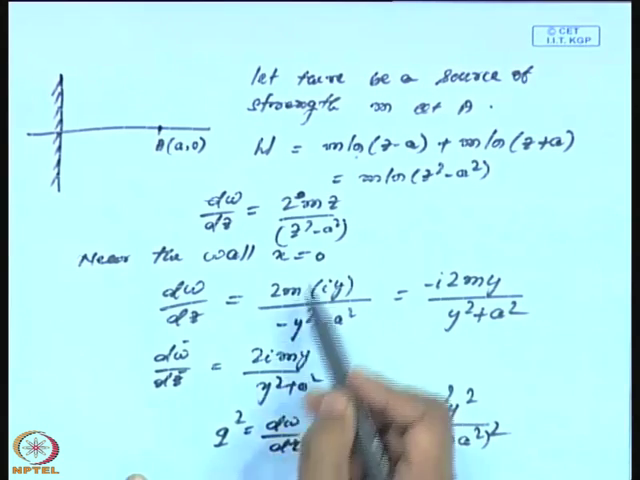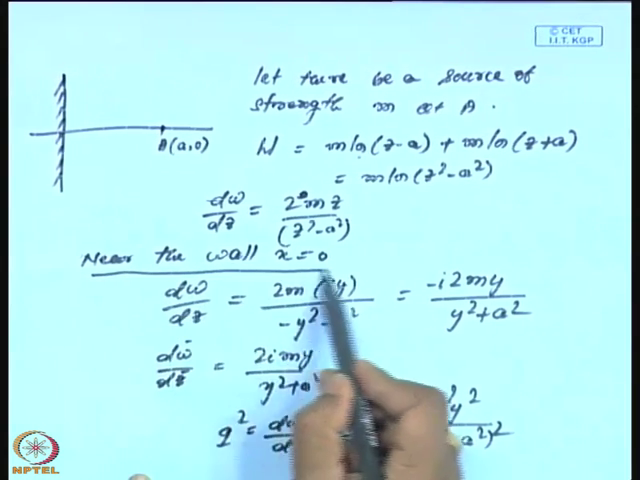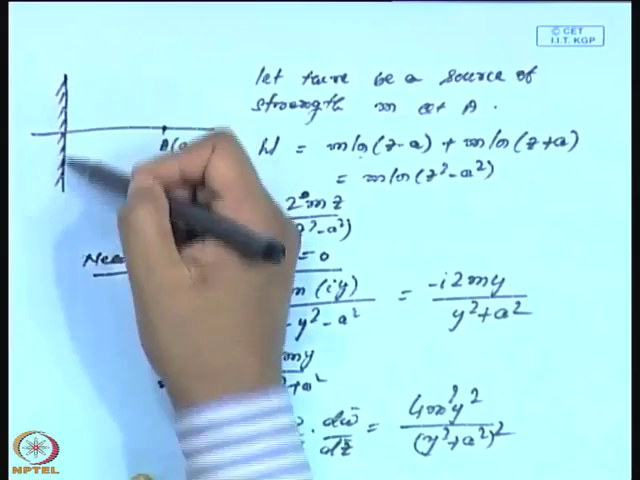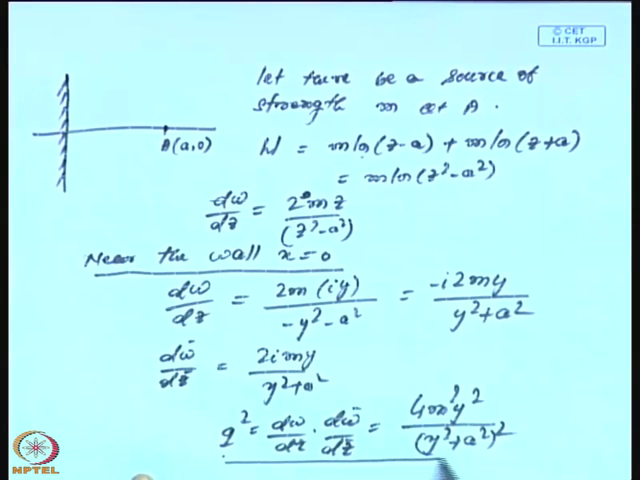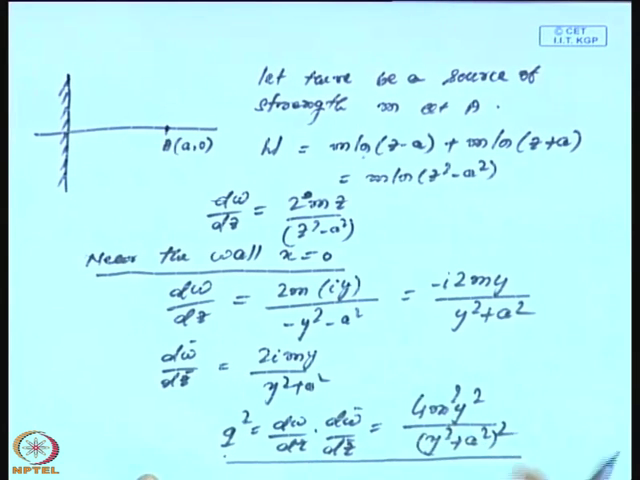So that means on the wall x is equal to 0, this is my wall, the speed will be directed towards the wall in this direction. This is the speed at which the fluid will be flowing from the source.